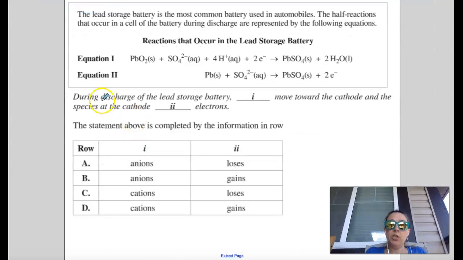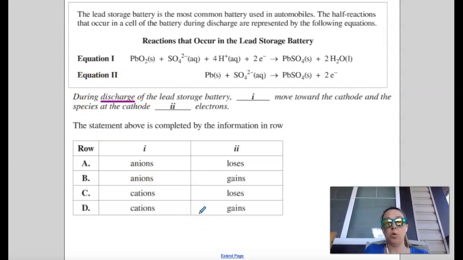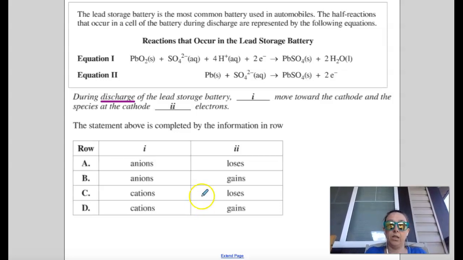Okay, discharge. You guys often get thrown off by that word when you see it in these types of questions. So discharge basically means while a battery is producing a charge. So in other words, while it is running. Okay, so during discharge of the lead storage battery, blank move toward the cathode.